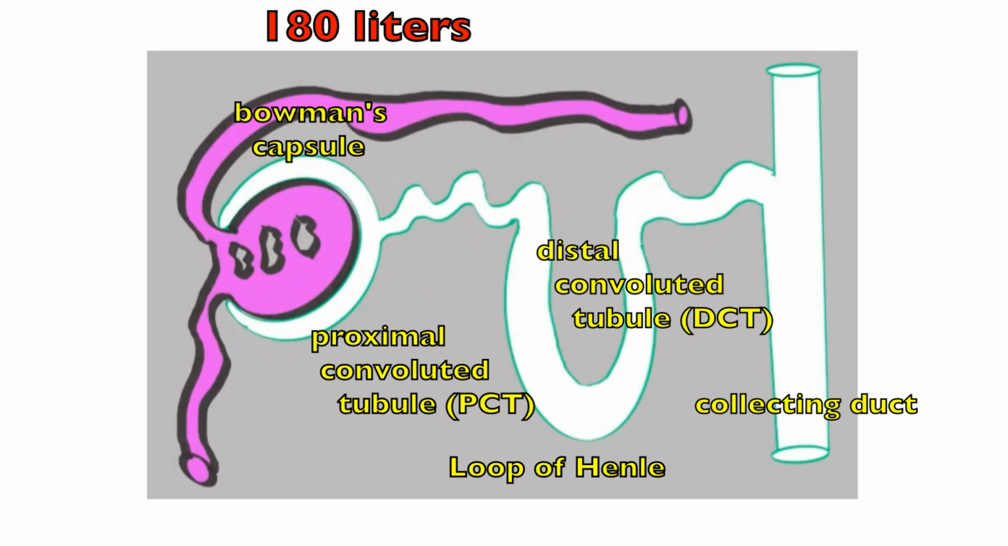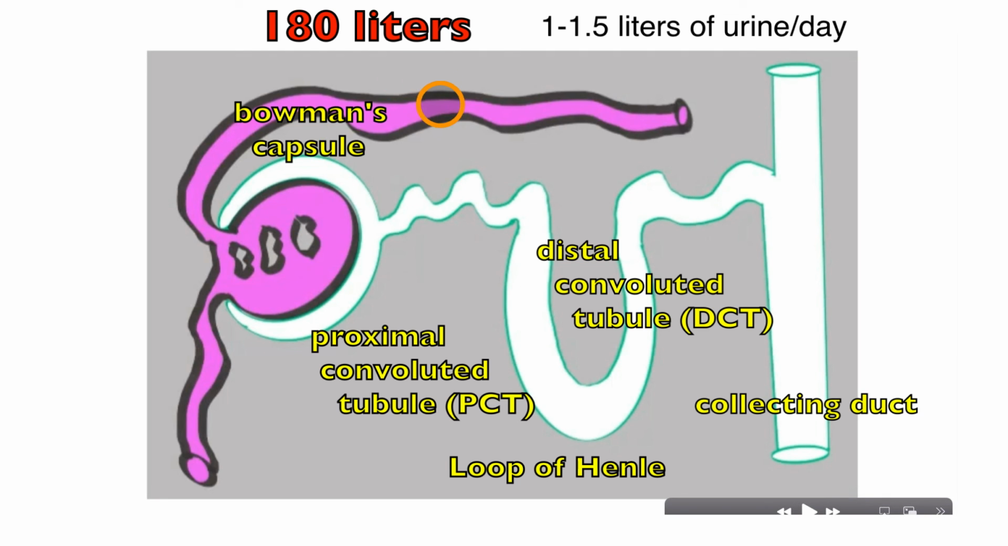And to be clear, we only produce about a liter to a liter and a half of urine on a daily basis, which means the great majority of substances that get filtered into the nephron get reabsorbed or brought back into the bloodstream, specifically into the peritubular capillary. And we're going to highlight this in the next image.